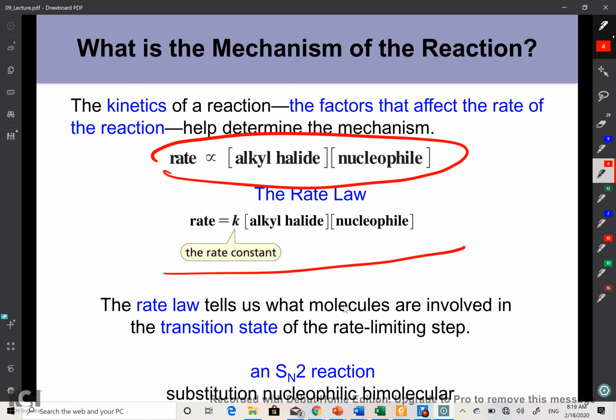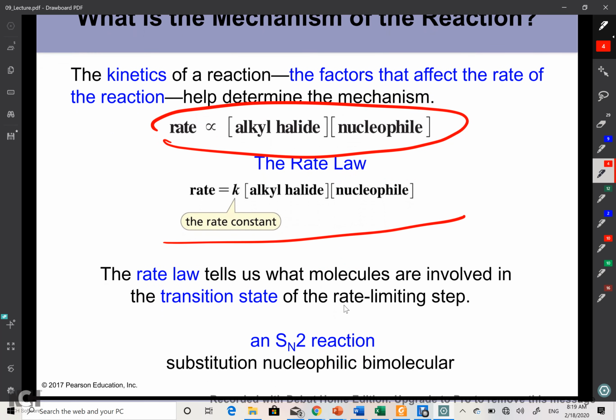This is something we've done in 201 or 202. Now, because the rate of this reaction depends on the concentration of the alkyl halide and the concentration of the nucleophile, you notice that it depends on two things. Does that make sense? That's why this reaction will be called an SN2 reaction: substitution nucleophilic bimolecular, because it depends on two things, the alkyl halide and the nucleophile. Does that make sense? How much alkyl halide you have in there and how much nucleophile you have in there.